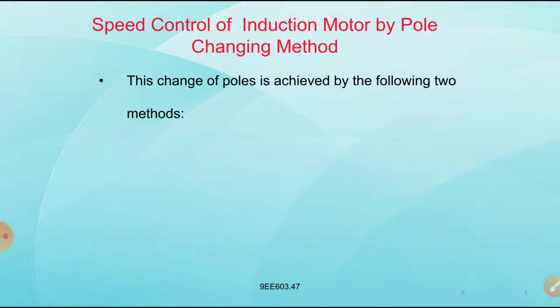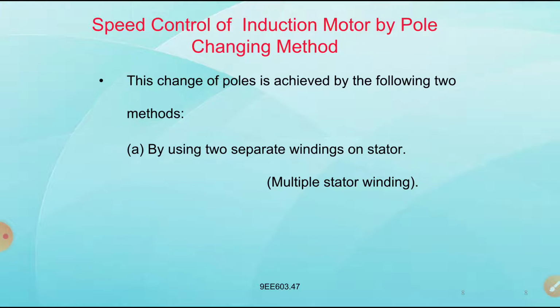Now speed control of induction motor. Now let us see. This change of pole is achieved by the following two methods: by using two separate windings on stator winding, that is we can say the multiple stator windings, one or two or three. But what will happen, by inserting the extra windings, the size of the motor increases, the bulkiness increases. By using the consequent pole technique, that means by changing the number of connections, whether series or parallel, of a single stator winding, we are going to form the number of poles. These are the two methods.